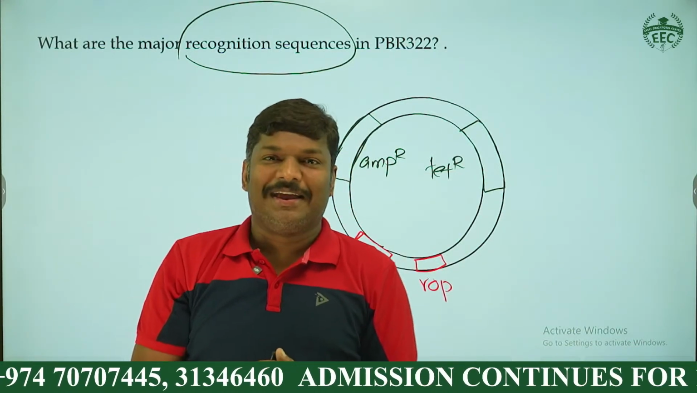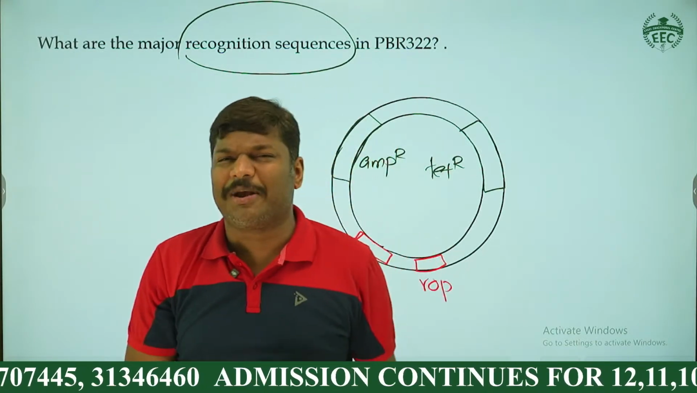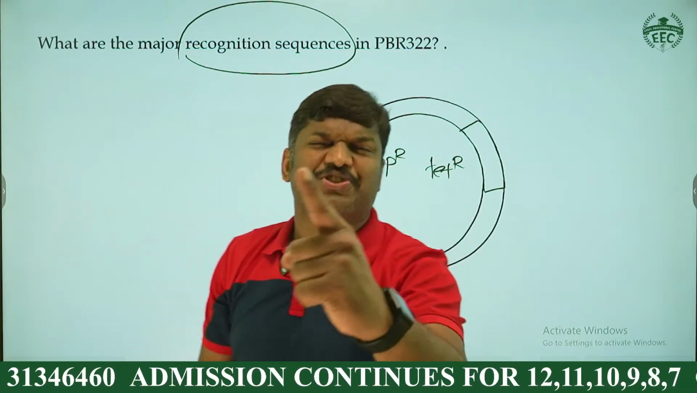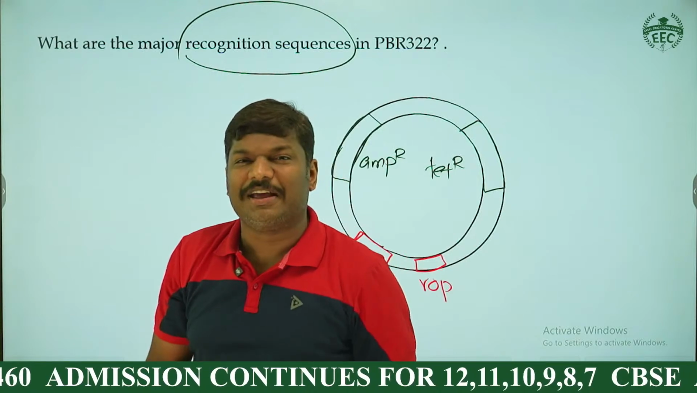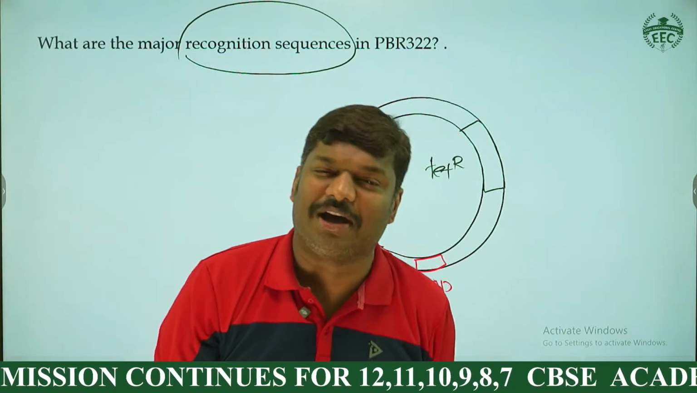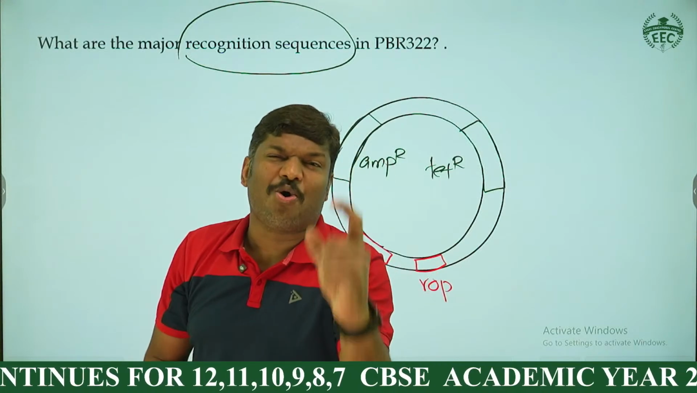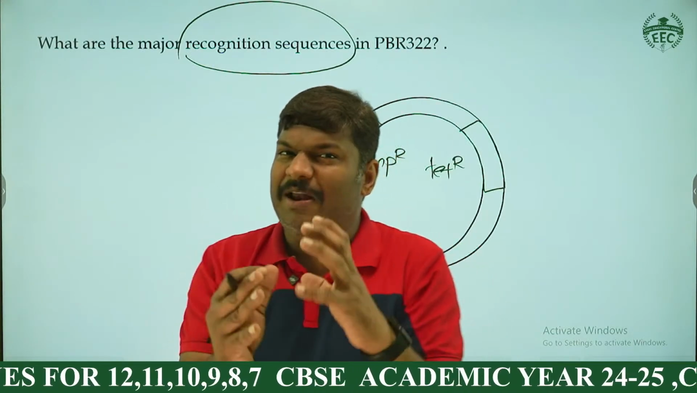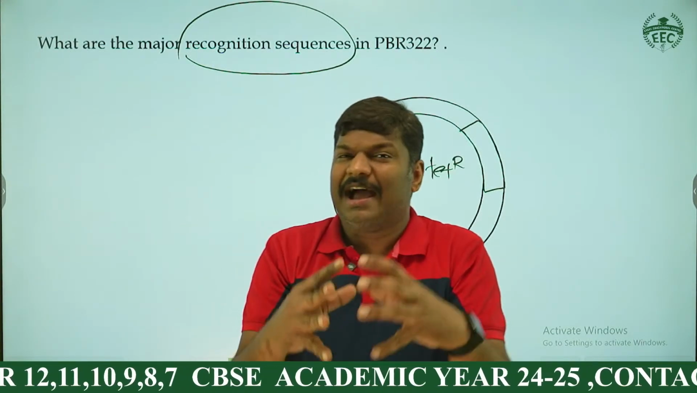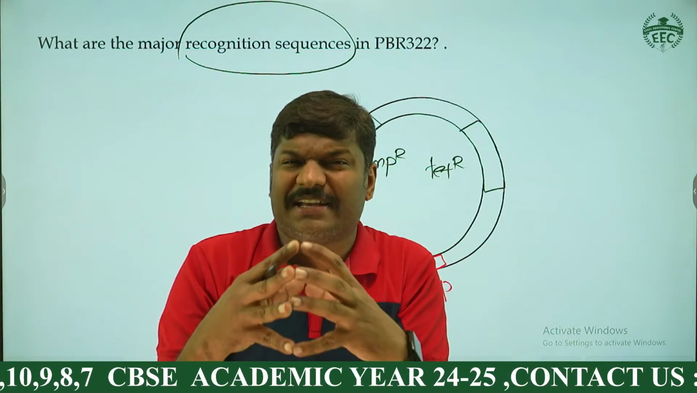The first recombinant DNA. How many of you can remember the first recombinant DNA? The first recombinant DNA was developed by two scientists called Stanley Cohen and Herbert Boyer, my dear students, in the 1970s. And what was their experiment, my dear students?